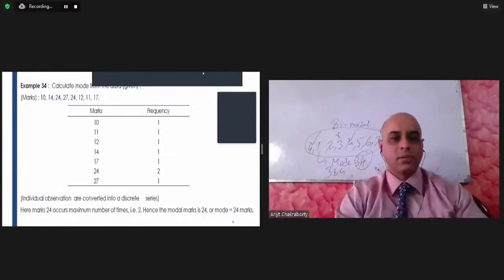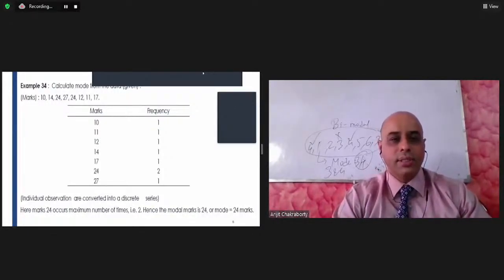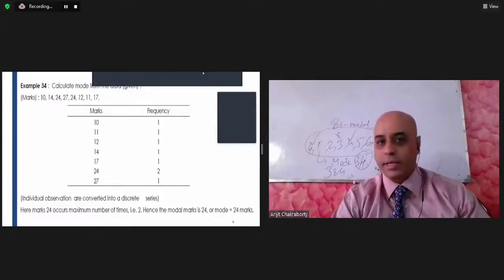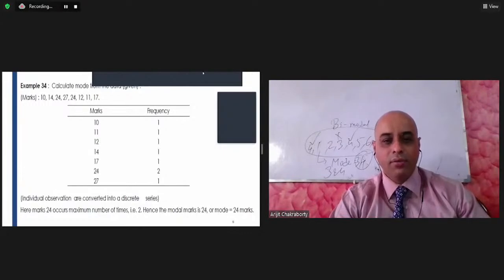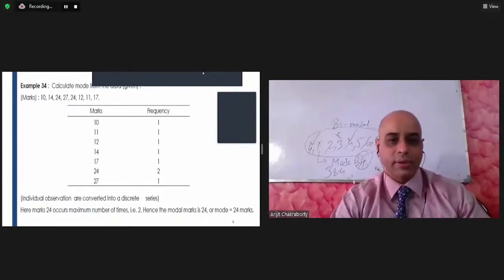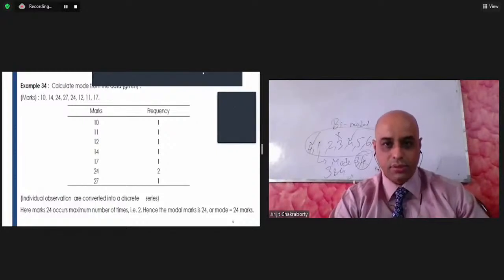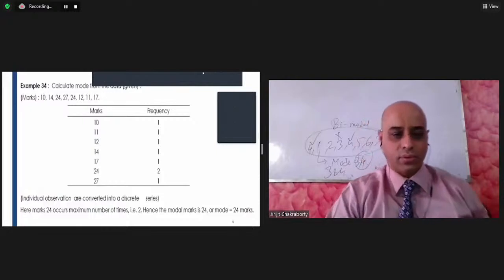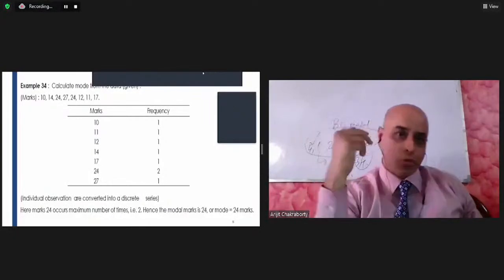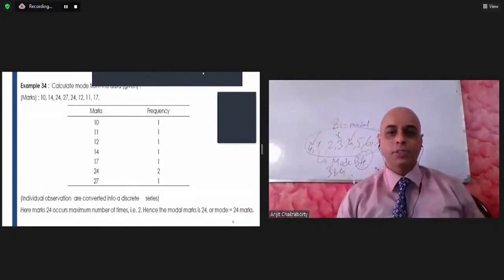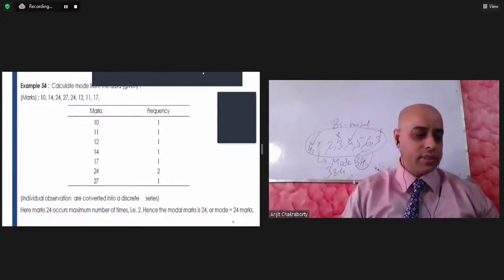Okay, now we proceed to the next part of our discussion, and we go into this simple example. Let us look at this slide. You can see there are certain marks from an exam, for example, 10, 11, 12, 14, 17, 24, and 27. The frequencies are given. The total frequency summation is 8. Out of this, there are 2 persons who have got 24 marks. That is why the frequency is 2. For all other marks, the frequency is 1.